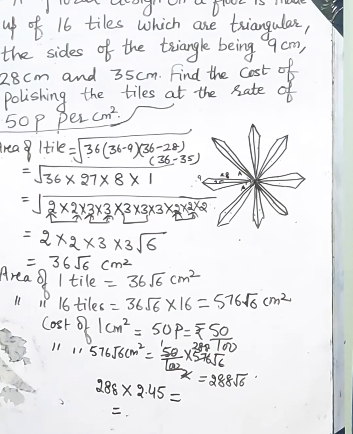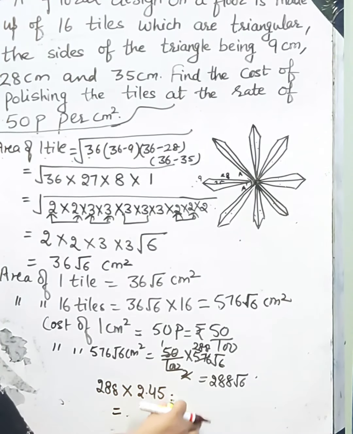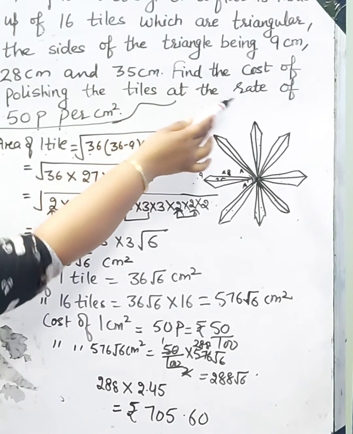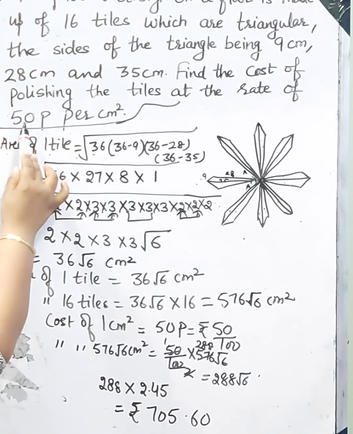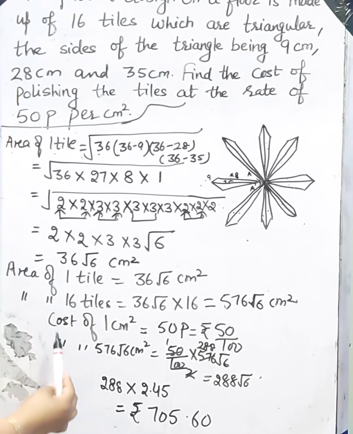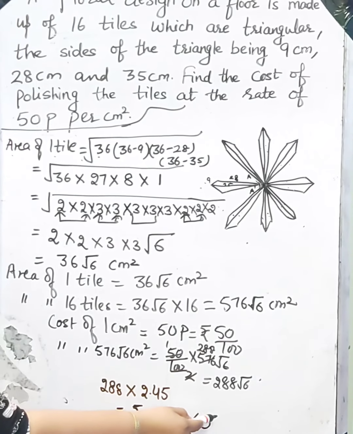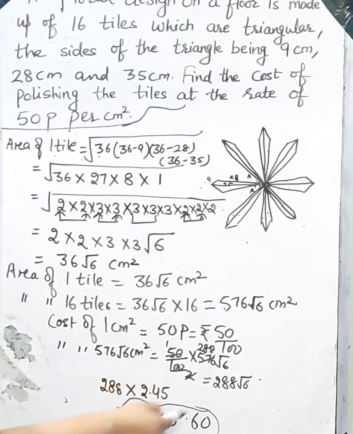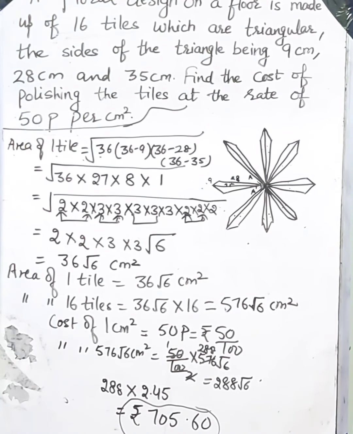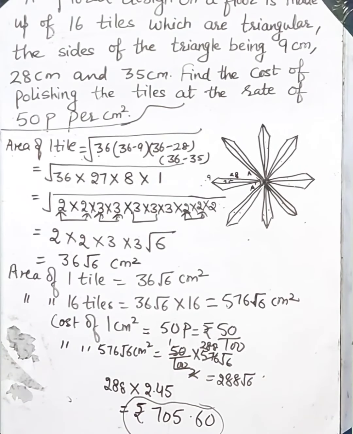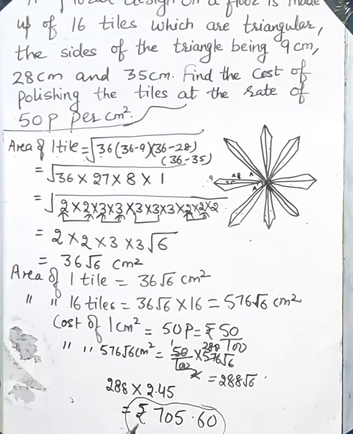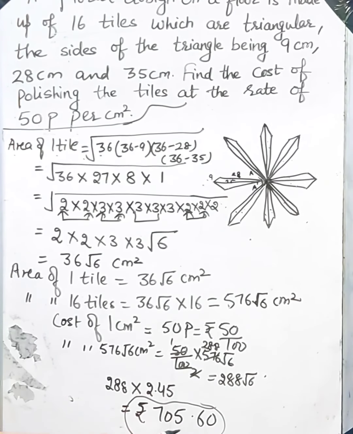Now after multiplication, product will equal to 705.60 rupees. Hence, cost of polishing the 16 tiles at the rate of 50 paise equal to rupees 705.60. Hence, cost of polishing the 16 tiles equal to rupees 705.60.